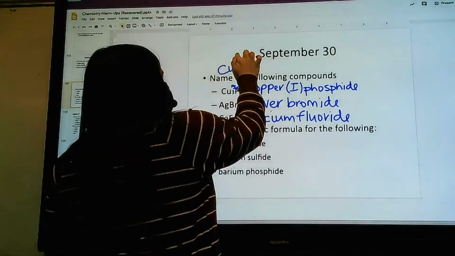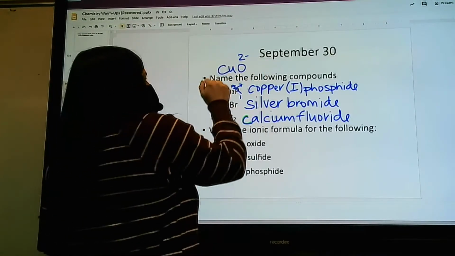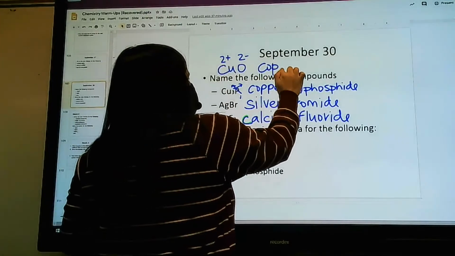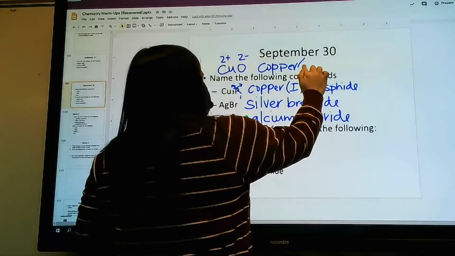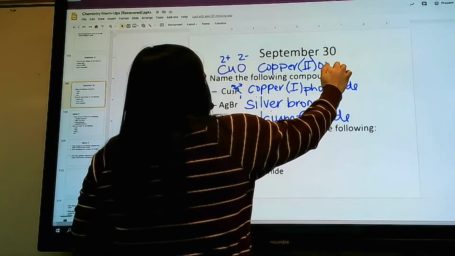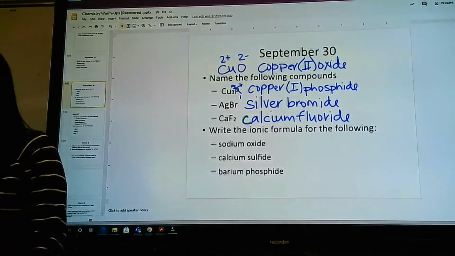2-. Do you see that it's a 2-? And that means for this to balance out, copper has to be a 2+. So this one, even though it looks like it would be a 1+, is actually a 2+ here. And so I use my Roman numerals to write that, to display that to the reader.